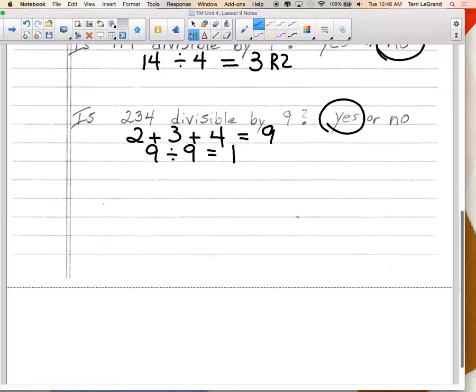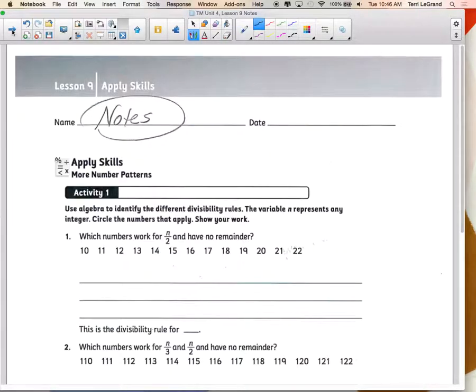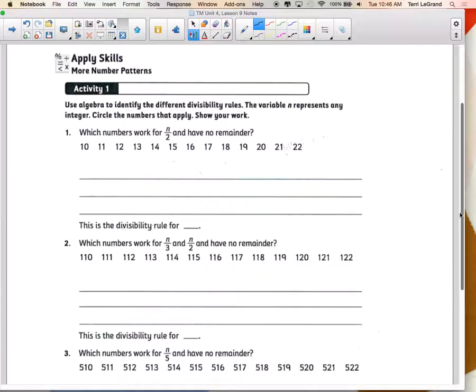Okay, so now we're going to go to that other sheet that you did. Don't go to the back side of this one yet. We're going to this right here. Okay, so our other sheet.